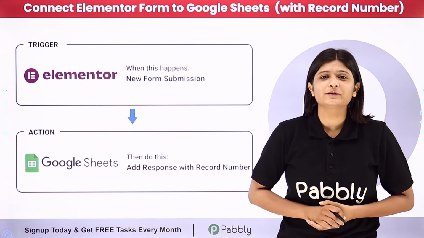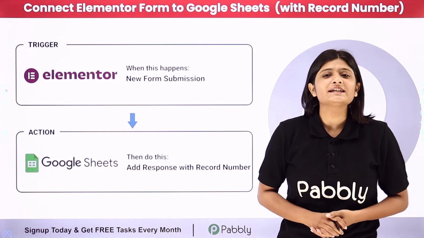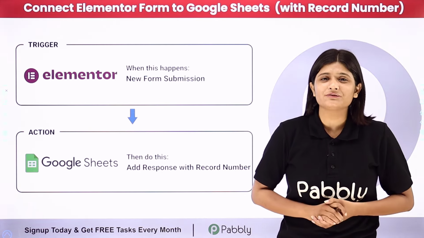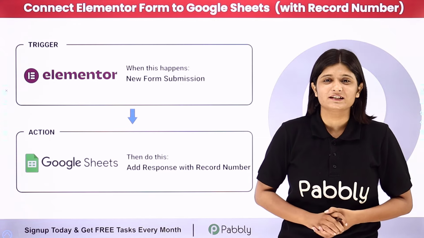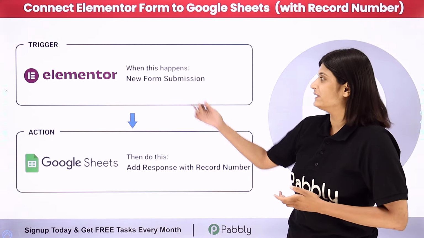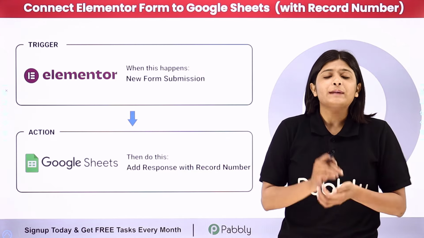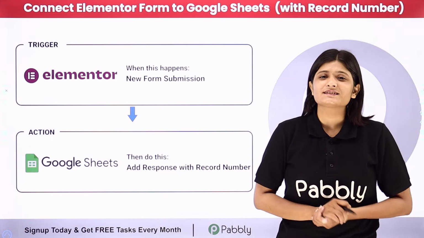I can do this with the help of Pabbly Connect. Pabbly Connect is an amazing automation and integration software which requires no coding or programming skill. I just need to build a connection between Elementor form and Google Sheets. Pabbly Connect runs on two principles, which are triggers and action.